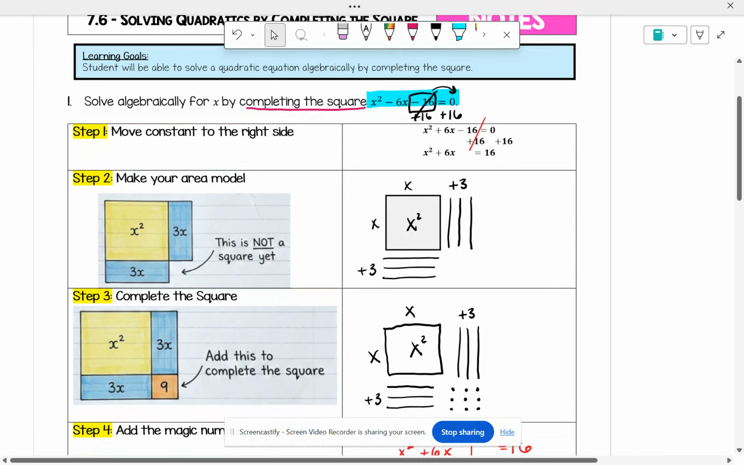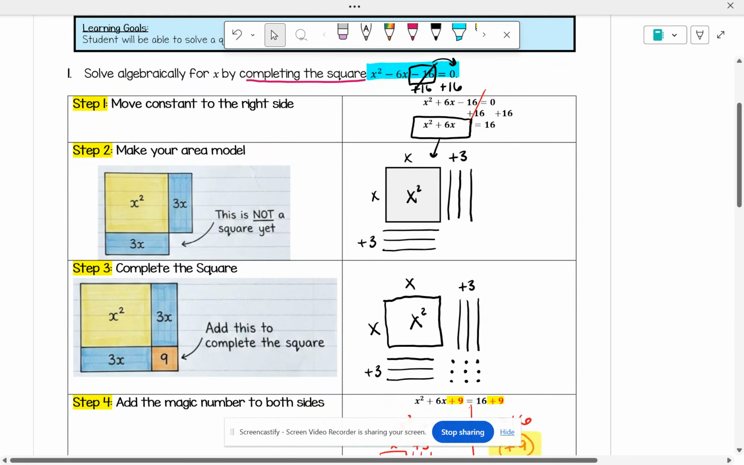Then, step 2 says make your area model. So we want to represent our area model of this left-hand side of the equation right here. I have an x squared that's made by doing x times x, and then we have 6 x's all together, and I'm going to split 3 on each side. So this is me generating my area model.